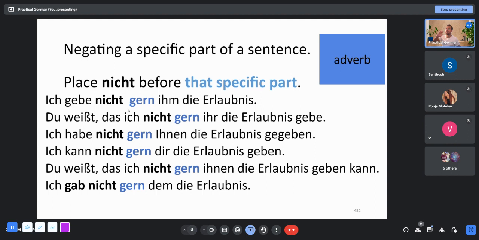It's always good to just practice. By now you did not even know that all these intricacies exist. Now you understand, but don't get worried about that. So you can place nicht before gern. You can also place nicht before ihnen, or before the Erlaubnis. For example, in "ich gebe nicht gern ihm die Erlaubnis," you can also place nicht before the ich, but then it will be like "not only but also," something like "nicht nur." I'm saying you can place nicht wherever you want. The context will change, sometimes slightly, sometimes quite a lot.